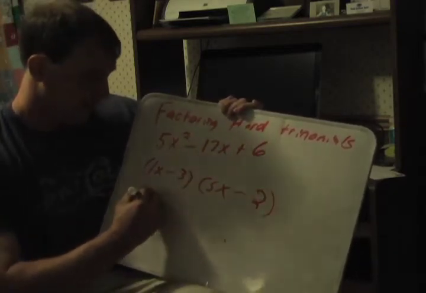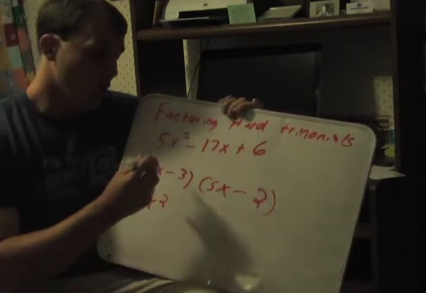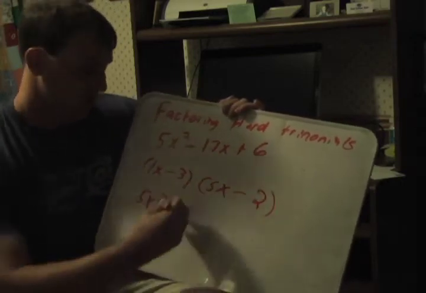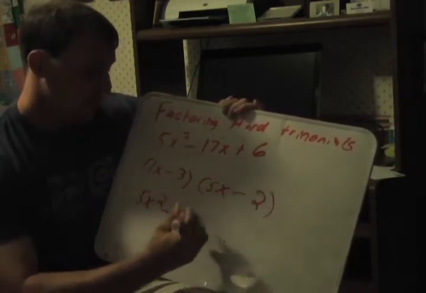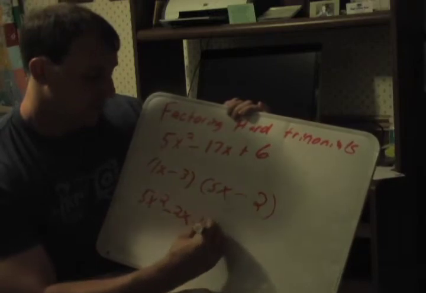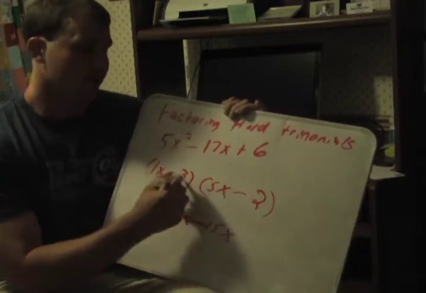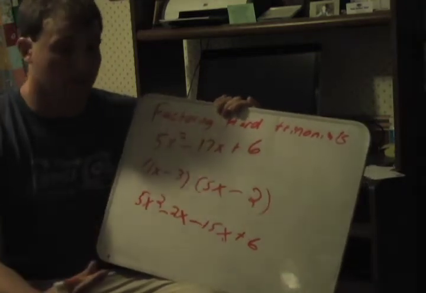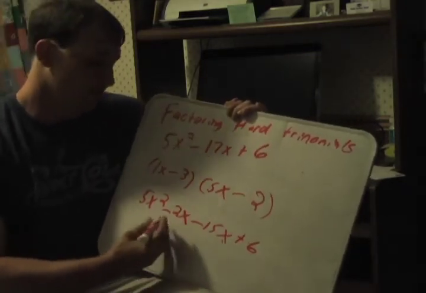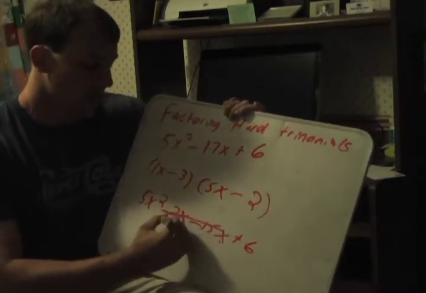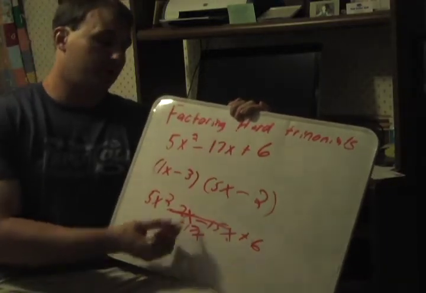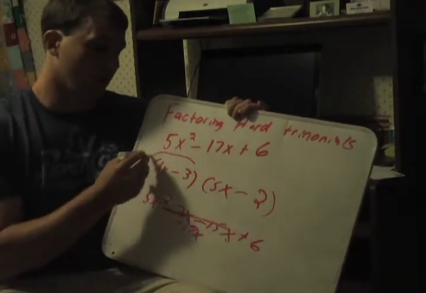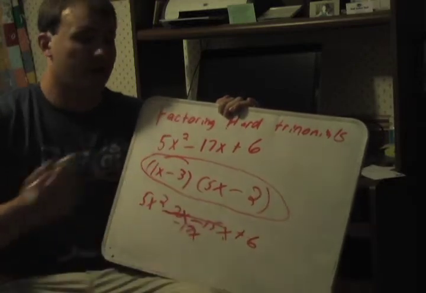1x times 5x is 5x squared. 1x times negative 2 is going to give me negative 2x. Negative 3 times 5x is negative 15x. Negative 3 times negative 2 is plus 6. And finally, negative 2 minus 15 is negative 17x, which gives me a match to what I started with. Again, like on the last video, this is your answer right here.